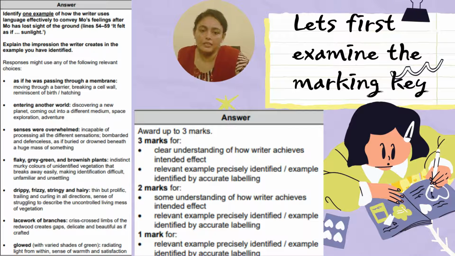Now see how the marks are awarded. 2 marks if your answer is falling correctly according to these two bullets. Clear understanding of how the writer achieves the intended effect. Now, intended effect is the implied effect. Okay, then relevant examples precisely identified, example identified by accurate labeling.